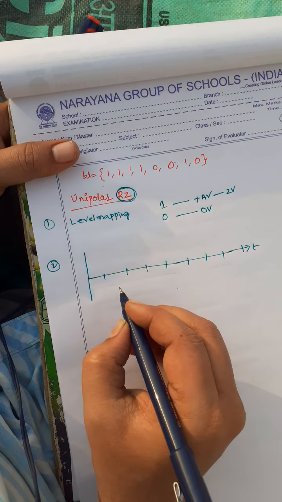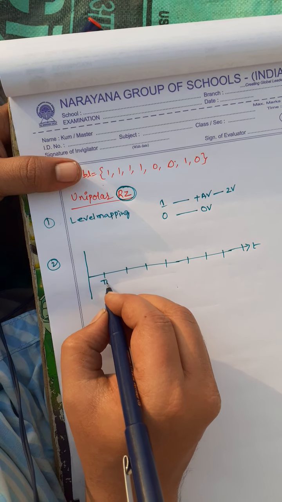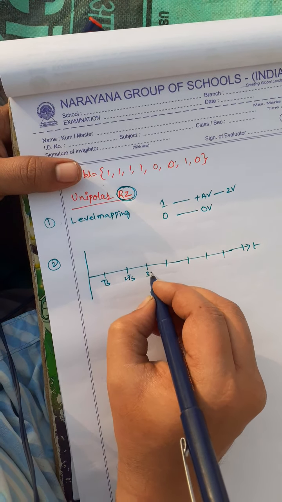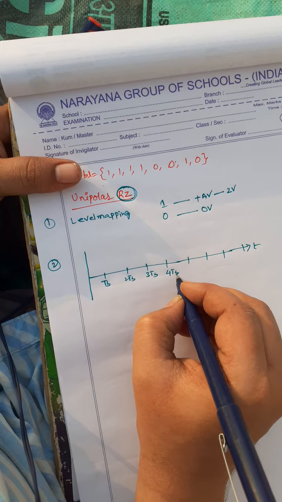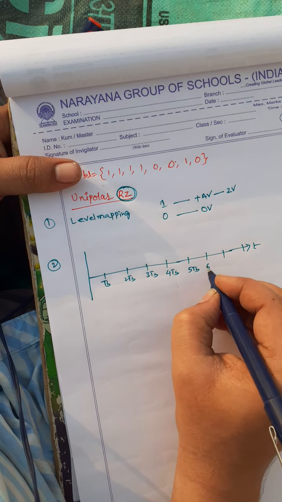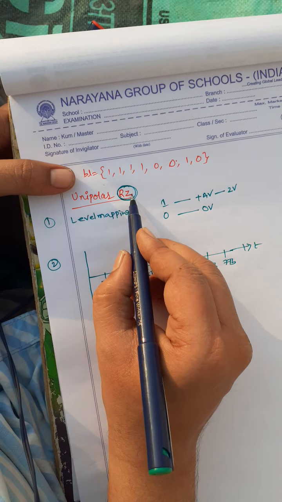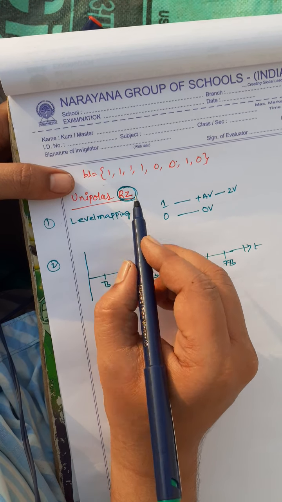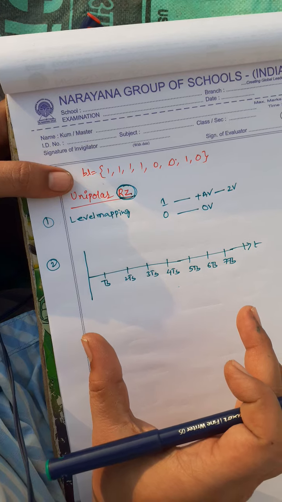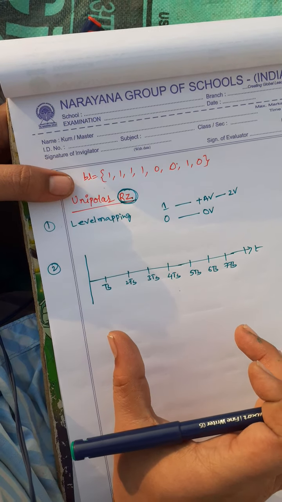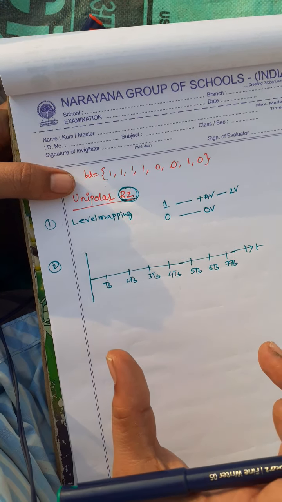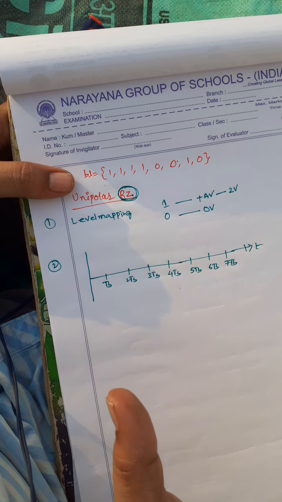This is T. Okay, TB, 2 TB, 3 TB, 4 TB, 5 TB, 6 TB, 7 TB. Now RZ, return to 0 pulse. Return to 0 pulse means within TB duration the pulse is returned to 0. So where will the pulse be returned to 0? At exactly TB by 2 duration.